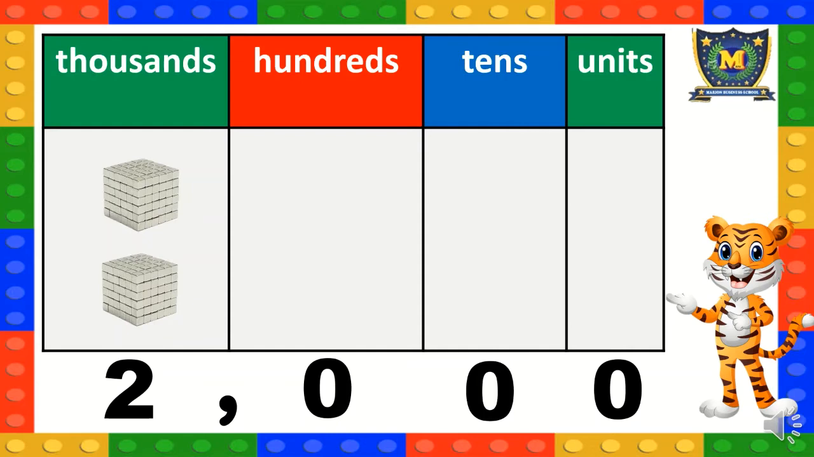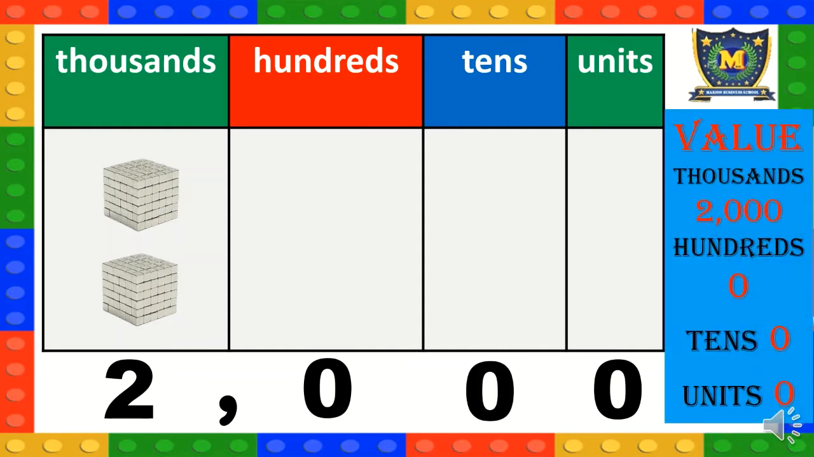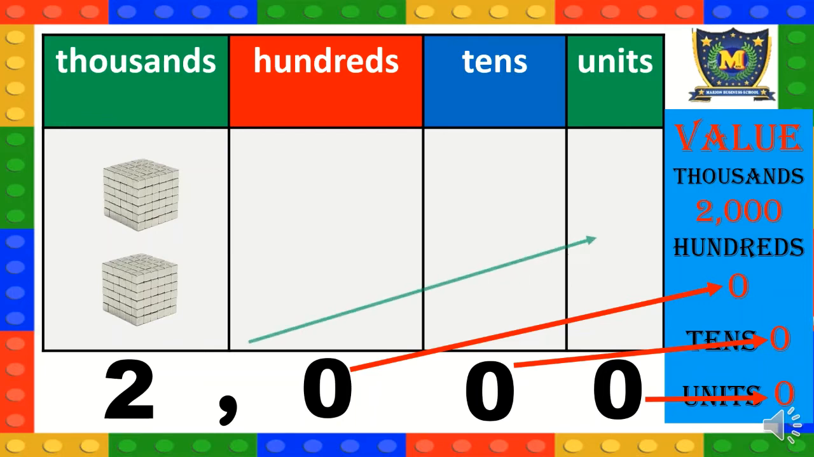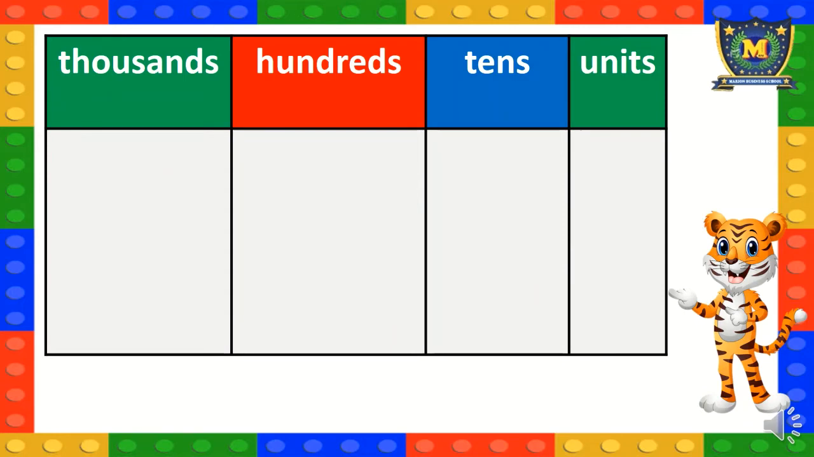Now I will show you what's the value for each digit. Let's start with the units. The units is 0, same with tens, and also for hundreds. And for the thousands, since we have here 2 cubes and the value for 1 cube is 1000, all I have to do is to add 1000 2 times. So the value for 2 cubes is 2000. Another example. I set up.